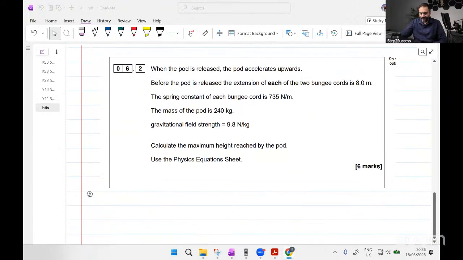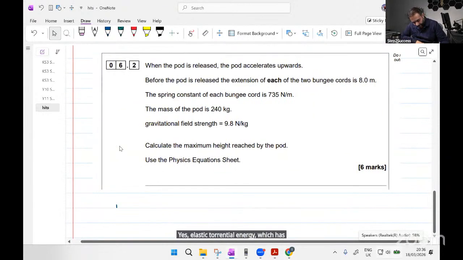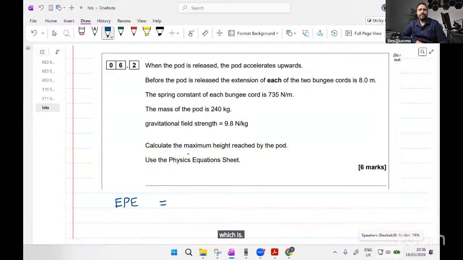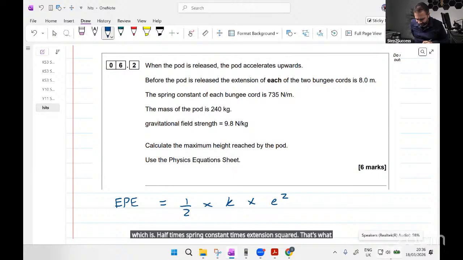Yes, elastic potential energy, which has a formula that you get given, which is a half times spring constant times extension squared. That's what the formula is for elastic energy.